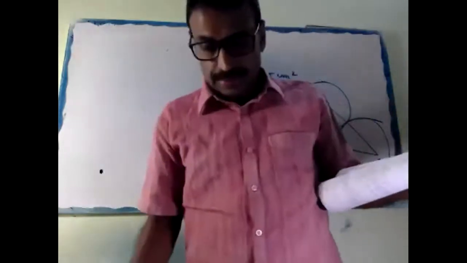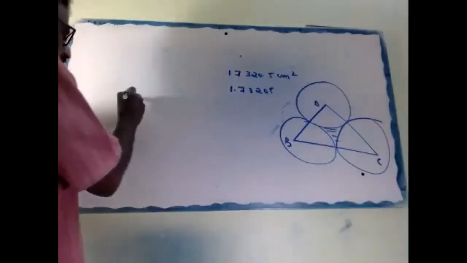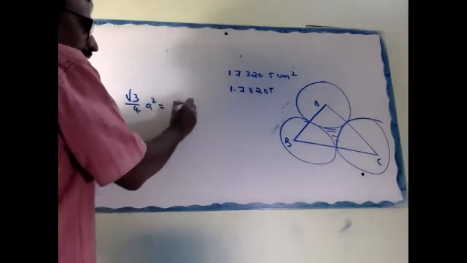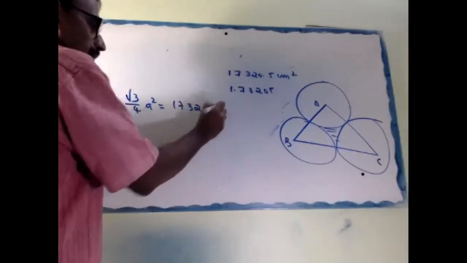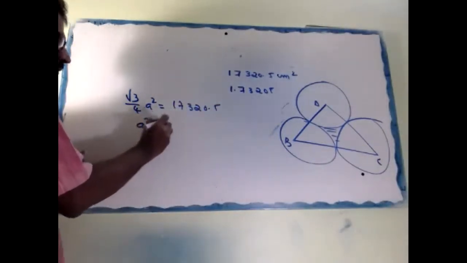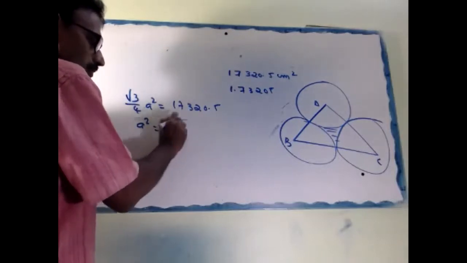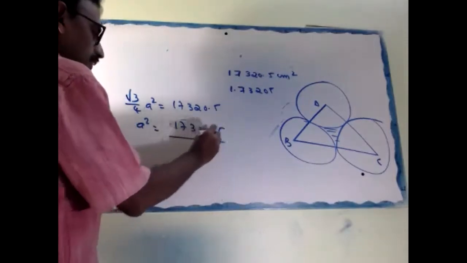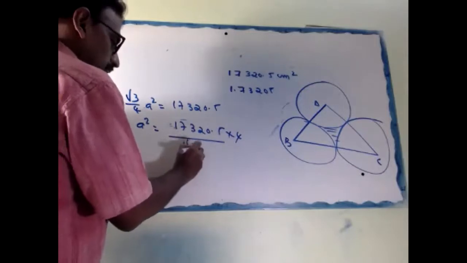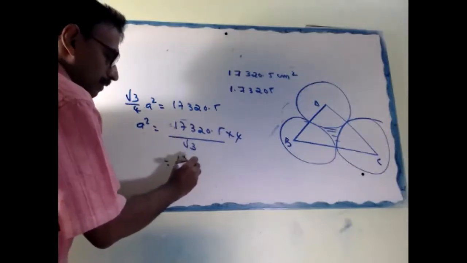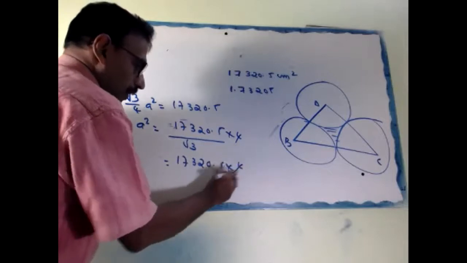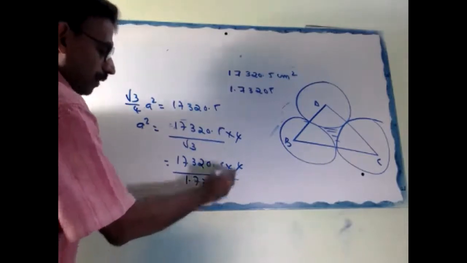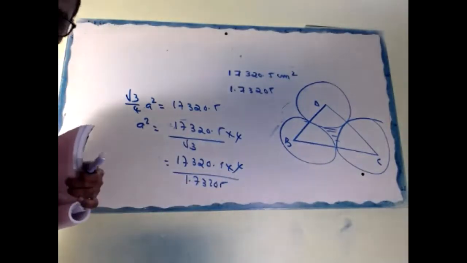You're trying now. So look here. Root 3 by 4 a square equals 17320.5. So a square equals 17320.5 into 4 divided by root 3. The root 3 value is 1.73205.